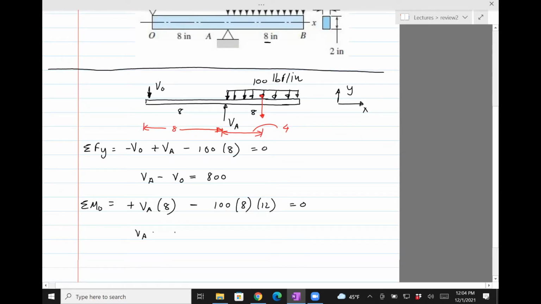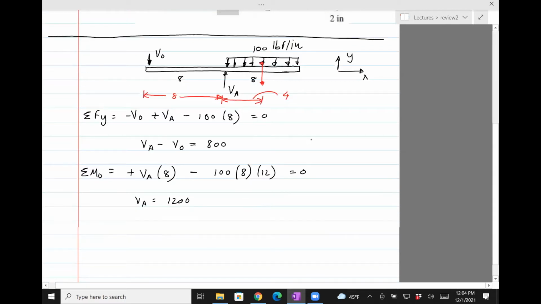So now we can solve for VA. It comes out to be 1200. And from equation 1, we can solve for V0. It comes out to be 400. Okay, you are expected to know how to find the reaction forces and shear force and bending moment for the exams. So now we've got the reaction forces.